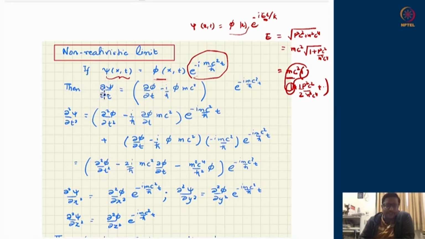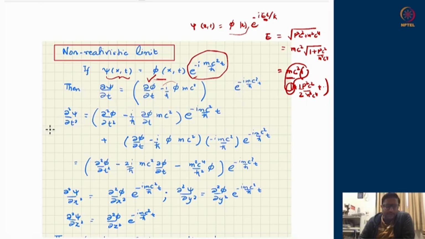Then I do the first derivative. I will get a d phi upon dt when the derivative hits phi, and the exponential comes back. And when the derivative hits the exponential, I will get a minus i phi mc square, because there is a t linearly proportional in the exponential and there is a phi outside. So I will get mc square by h bar with a minus iota here and the exponential back.